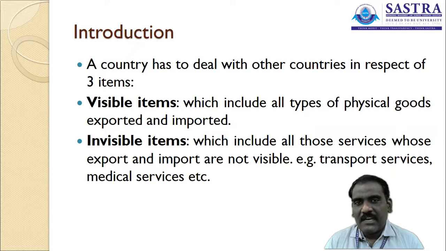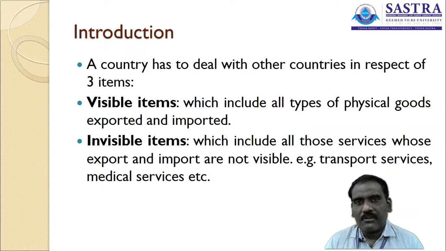One is visible items. Exporting and importing of physical goods comes under this category. It is like if I am exporting laptops from one country to another country, exporting mobile phones, importing mobile phones. Likewise, the physical goods that come under the category of visible items are transferred from one country to another country.